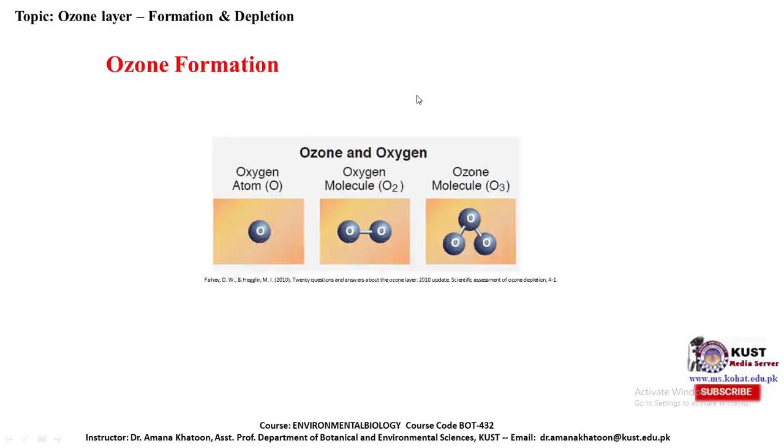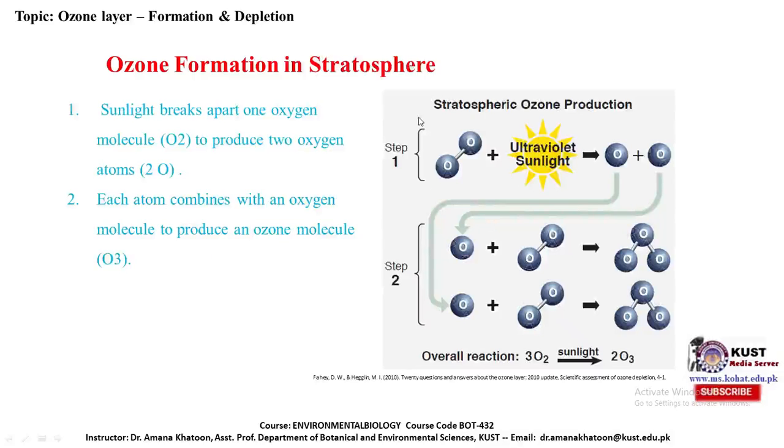Ozone formation. The general scheme for ozone formation includes: this is the oxygen atom, meaning mono-oxygen. It reacts with molecular oxygen, the diatomic oxygen, and as a result it produces a triatomic molecule of oxygen, that is the ozone molecule. Chemically, we'll discuss ozone formation separately in the stratosphere and in the troposphere. In the stratosphere, sunlight breaks apart one oxygen molecule to produce 2 oxygen atoms, and each atom combines with an oxygen molecule to produce an ozone molecule.